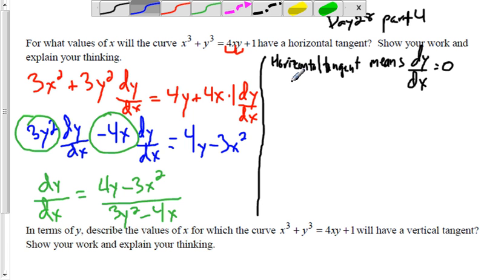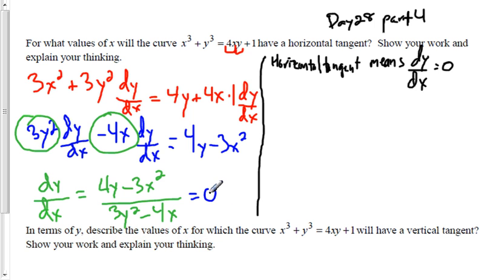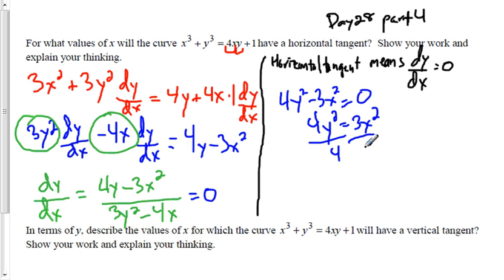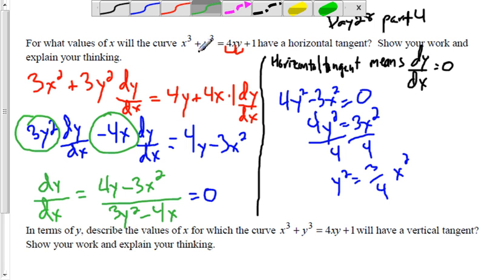So to have a horizontal tangent means dy/dx equals 0. So if I set this derivative equal to 0 and multiply both sides by the denominator, I'm just going to end up with the numerator equal to 0. So let's now solve this for y. I'm going to add 3x squared to both sides. I'm going to divide both sides by 4. So I get y squared equals 3/4 x squared.